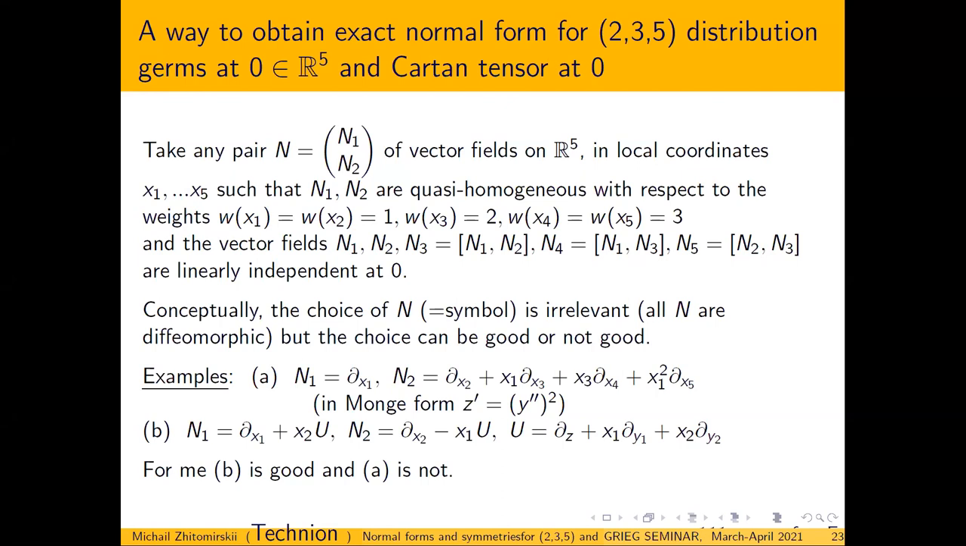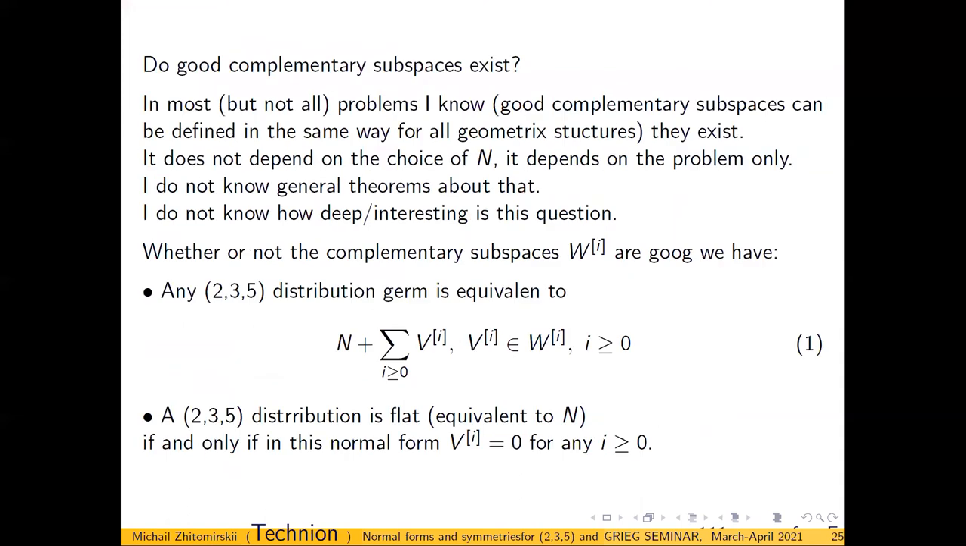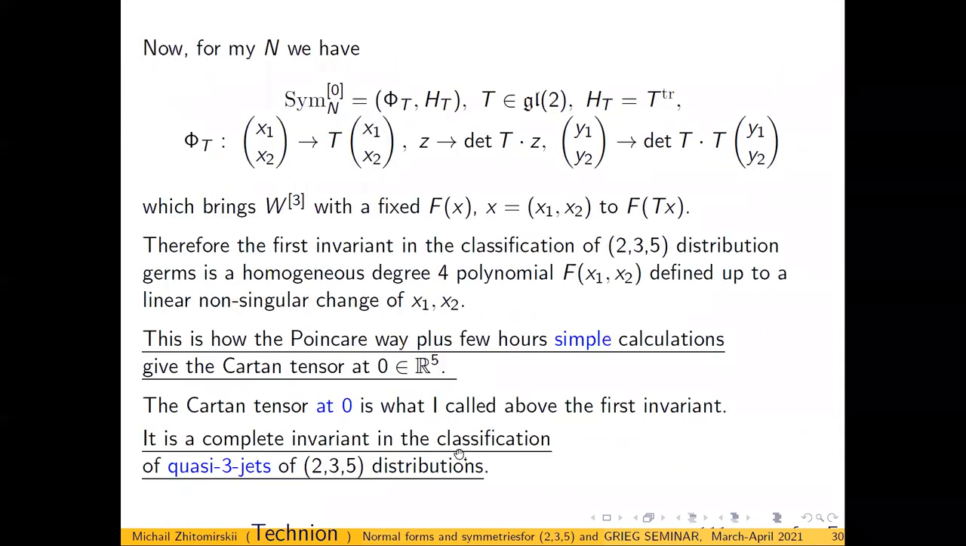What does it mean that we have a good complementary space? It does not depend on the realization of the symbol by vector fields. But if a good complementary space exists, then how do they look? And it is not conceptual. You mean the formula will look much more complicated. Much more complicated. Just think that this vector field will not be linear. It's a linear transformation, it will not be linear.